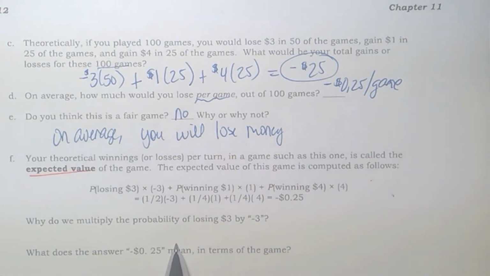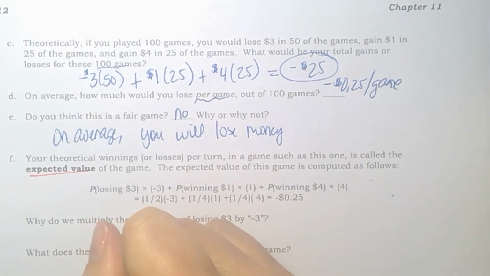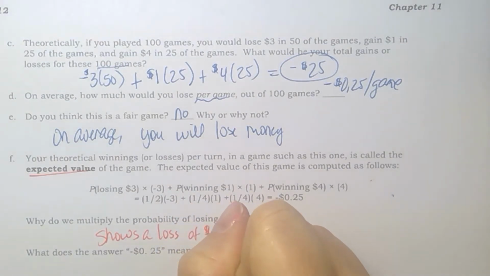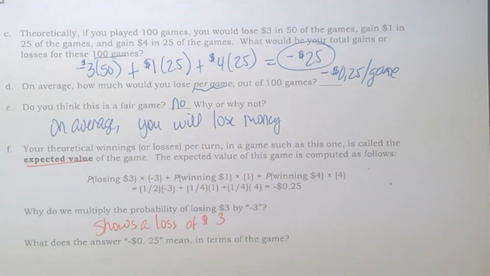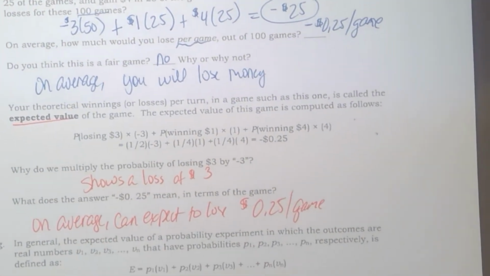Why do we multiply the probability of losing $3 by a -3? Well, because a negative shows a loss. What does the answer -25 cents mean in terms of the game? Well, it means that on average, you can expect to lose about 25 cents a game. So if you played 4 games, you expect to lose about $1.